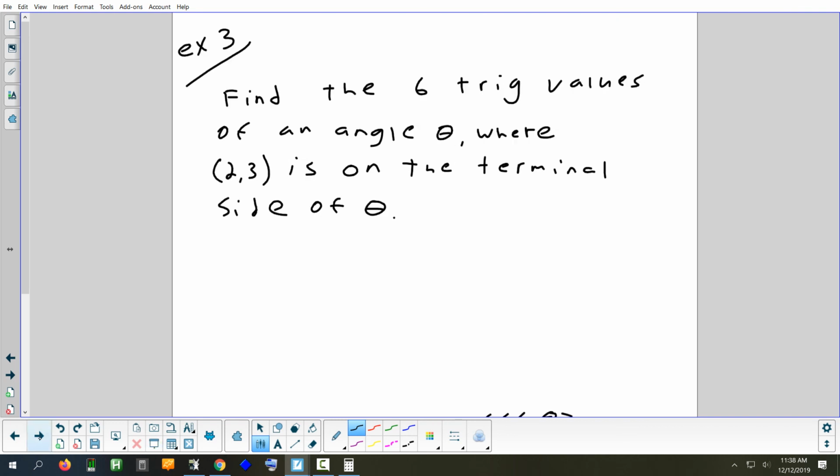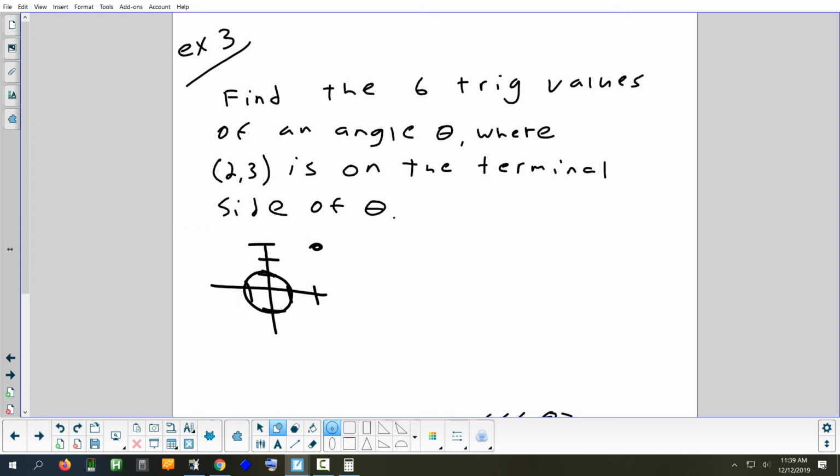So, here's a point 2 comma 3. The point 2 comma 3 is not on the unit circle. Points on the unit circle usually have 1/2, square root 3 over 2, square root 2 over 2, 0 comma 1, 1 comma 0, things like that. 2 comma 3, it's way off the unit circle. If you're not sure, sketch a unit circle. 1 unit in every direction. Sketch the point 2, 3. It's way up there. It's not on the unit circle.